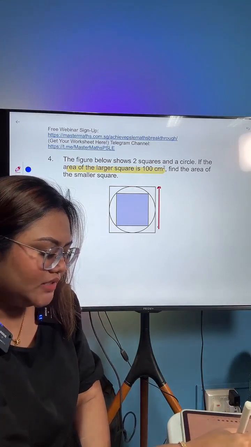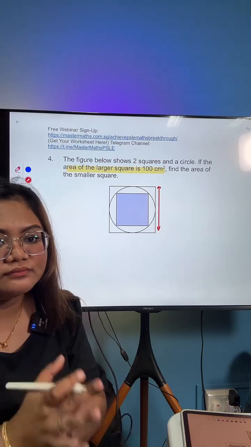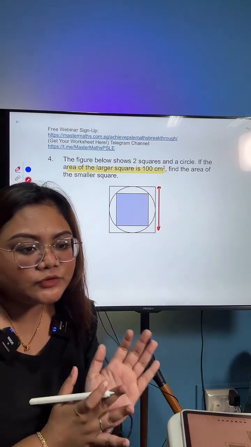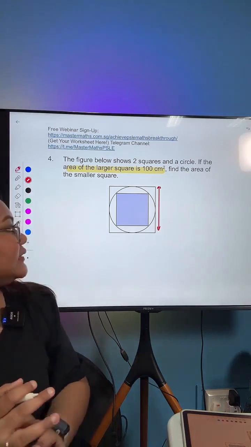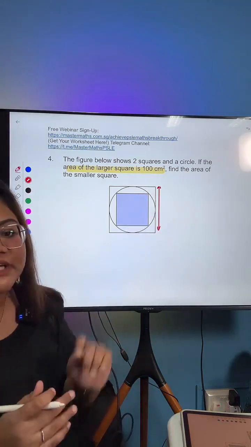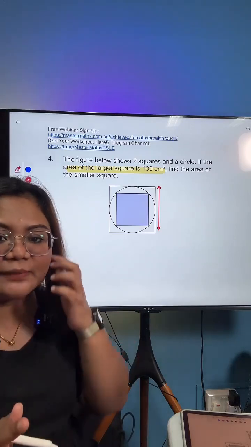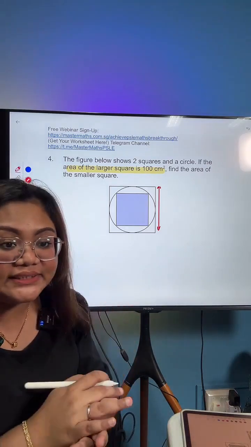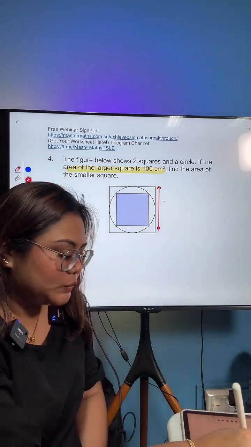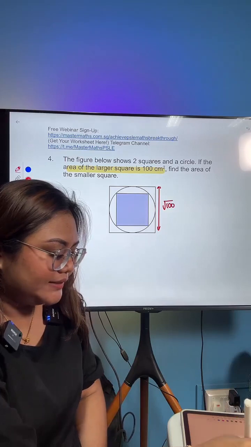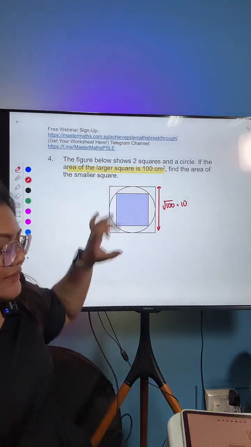How much is this? Do I take 100 divided by 2? Russell, you are right. How do we find the length of the large square? So many of you have typed in 10. You are right. Excellent, Danish, excellent job. We indeed take the square root. So let's do the square root of 100. That is going to give us 10. So this means that this part is 10.